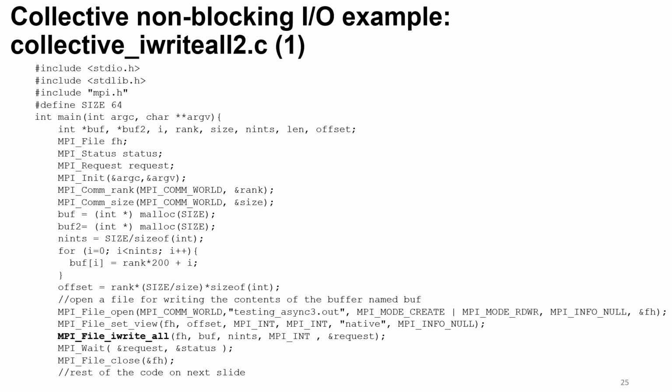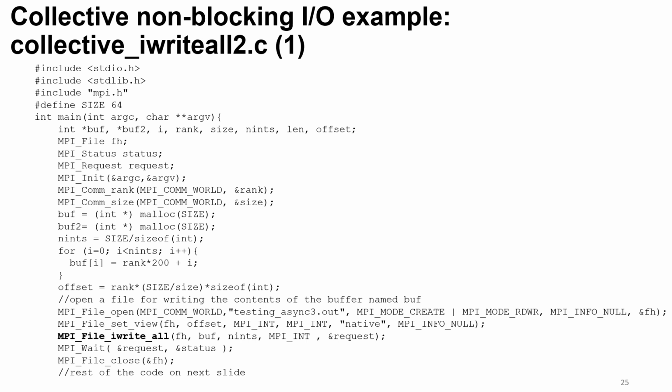Then we define SIZE in caps and set it to 64. In the main function, we define the file handle, which is fh. We initialize the MPI environment with MPI_Init. Then we have calls to MPI_Comm_rank and MPI_Comm_size. And here notice that this size is accepting size in lowercase. And then we have two buffers of length 64 defined and of type integer.